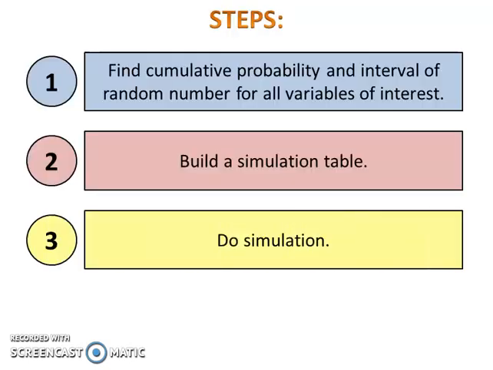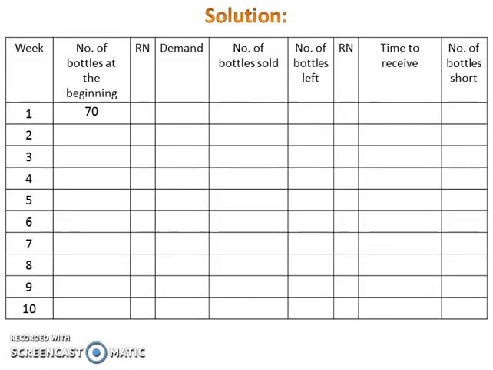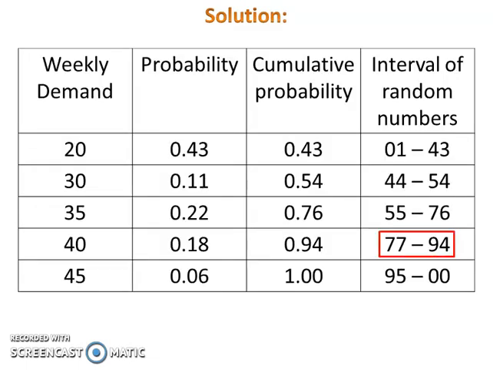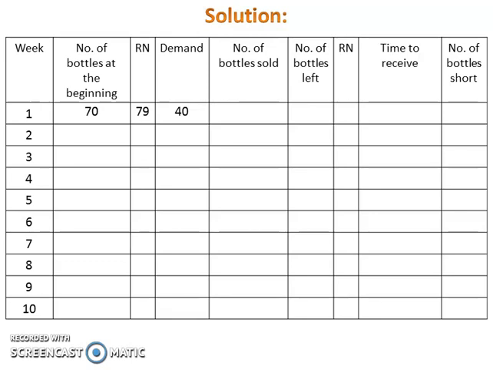After the simulation table is built, do the simulation. The simulation must be done from left to right. On week 1, we begin with 70 bottles of gems and random number for demand is 79. 79 lies in this interval. Thus, demand on week 1 is 40. Number of bottles of gems sold on week 1 is 40. Thus, number of bottles of gems left is 30. Since there are 30 bottles left, we don't need to order. There is no shortage, so number of bottles of gems short is 0.